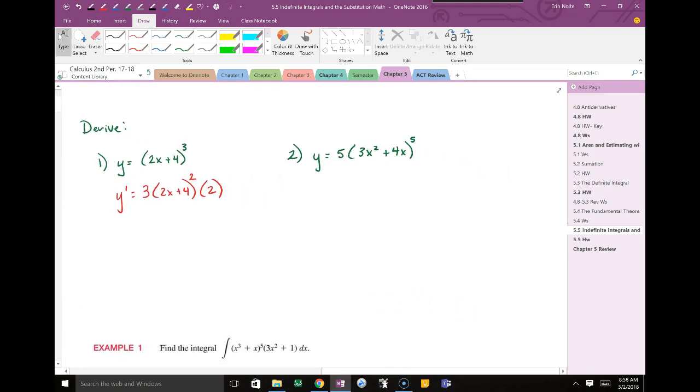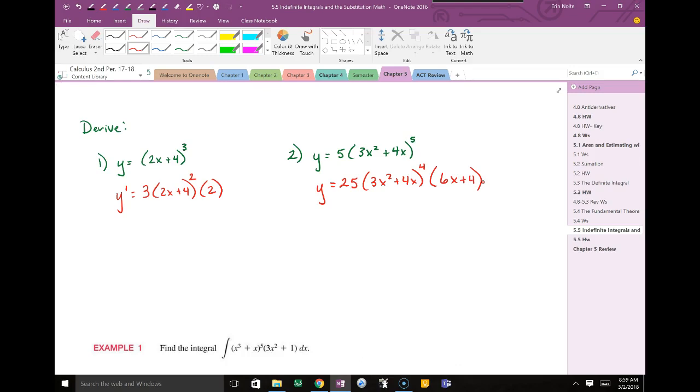Try question 2. What happens here? Very similar, slightly more complex. What's different this time? In this case we have to multiply the 5 by the exponent 5, which gives us 25. We're still going to subtract 1 from the exponent, which becomes what? 4. And then what do I have to do? Multiply by the derivative. So what would the derivative be for this one? 6x plus 4.